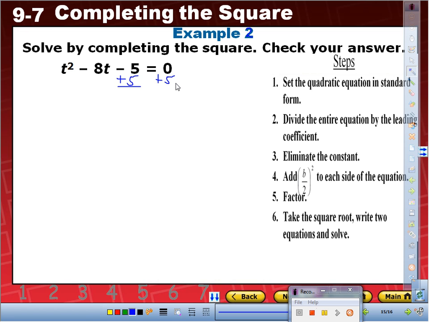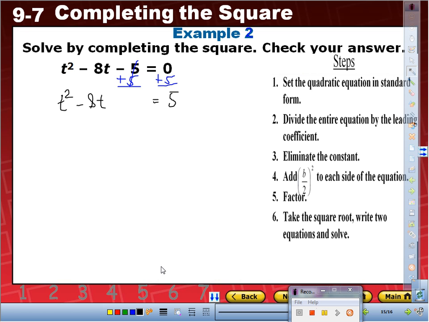5. However, look up. When you eliminate, I want you to leave the empty space there. You bring this down, t squared minus 8t, leave the empty space where we eliminated the constant, and then at the end, 5. Why do we leave this here? Because that's when we complete the square.